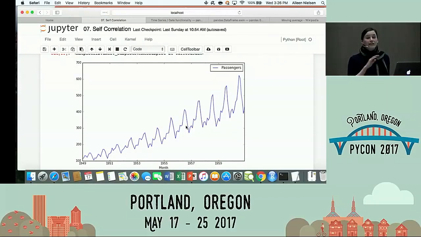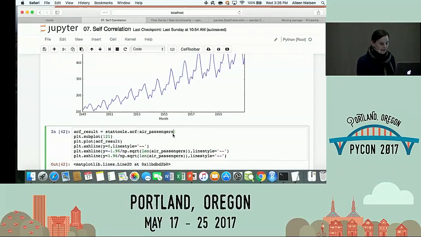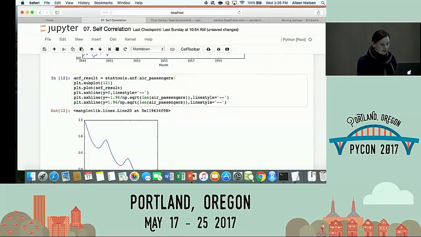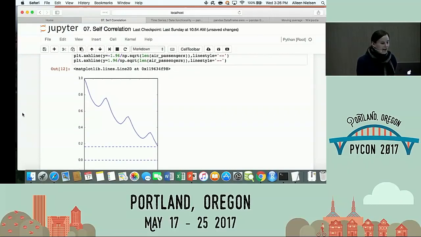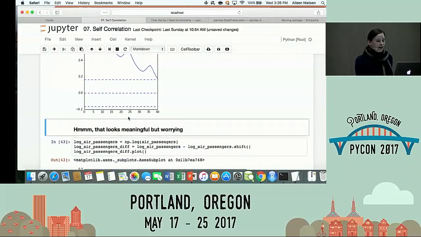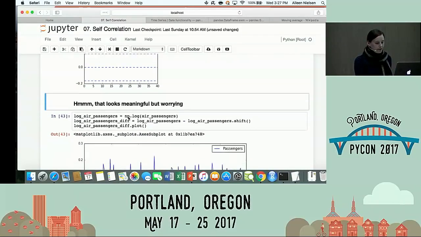Now, there definitely is still the problem of the trend, right? It's no different from that stock where it was going up, but there's something else, and I want to see that something else. So let's take a look at the autocorrelation function here. I see my trend, which is the fact that it's like a line, but I also see this recurrent structure, which is the part I care about. So that looks meaningful but worrying.